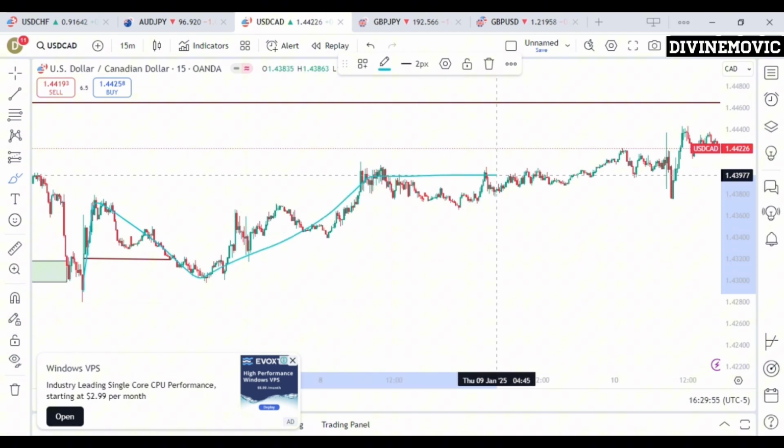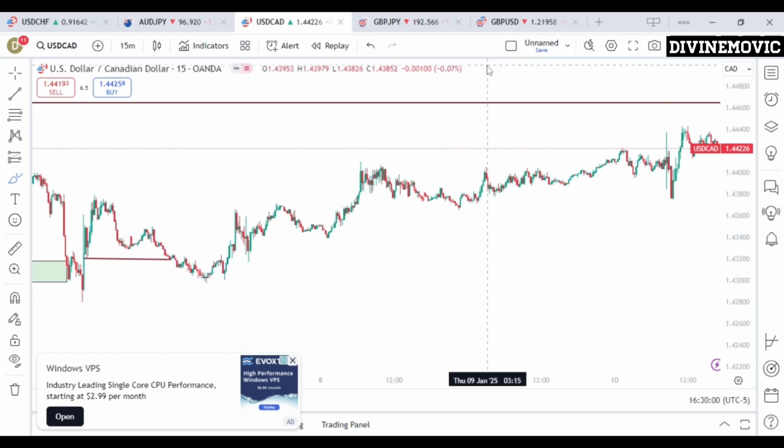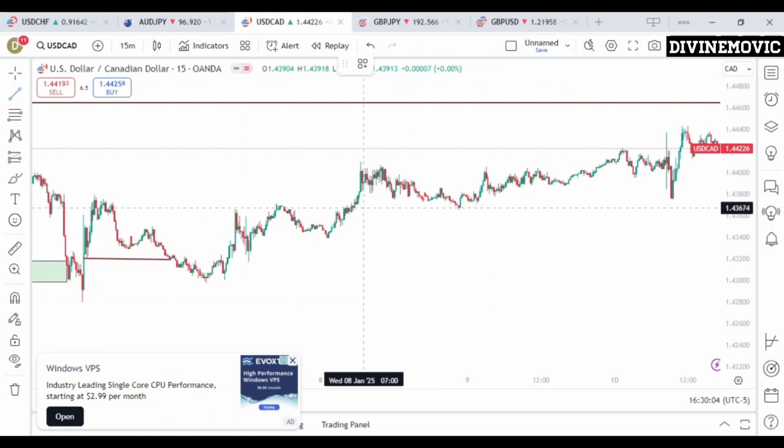Price simply went into a resting phase here, and this resting phase simply gave us what was inducing liquidity to the upside and to the downside, right? That means at this point here was liquidity.